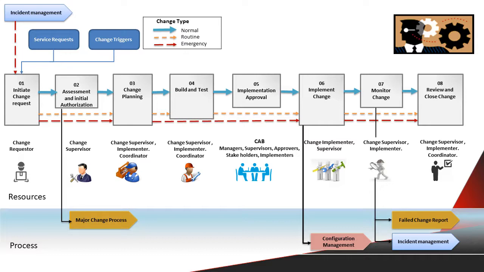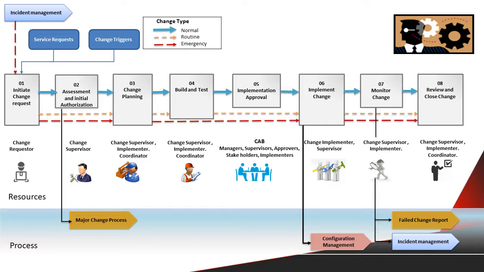Now the next part is the implementation of change. Once it's approved, the change is implemented with the supervisor. They work together to implement a change. Once the change is implemented, it goes to a monitoring stage where, after implementation, they keep it in monitoring for a defined time period to see if the change is working properly in the production environment. And after that monitoring stage is finished, it goes to review and closure of the change. So this is the whole process of change management.